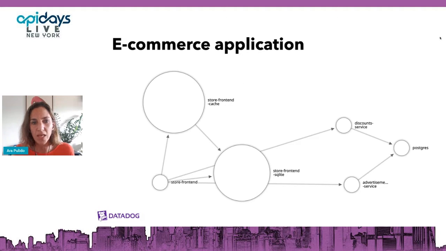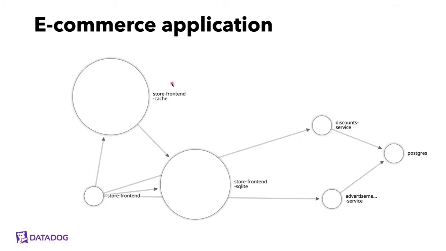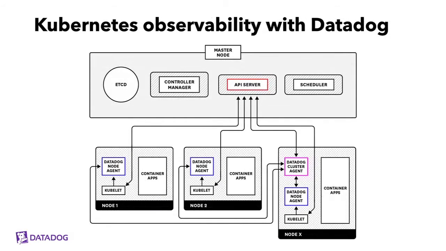events. So this is our application. Basically, this is a front-end, a monolith, let's say, that is super big. These are two API-driven services, discounts and ads, and it's all backed by a Postgres database. And we'll be using Datadog again to gather all those metrics and use those metrics to drive those scaling events.